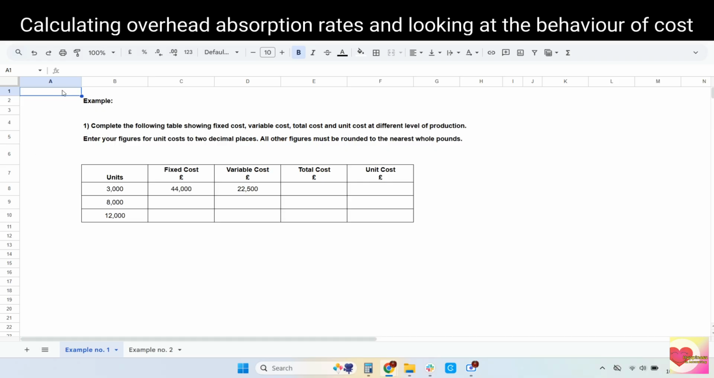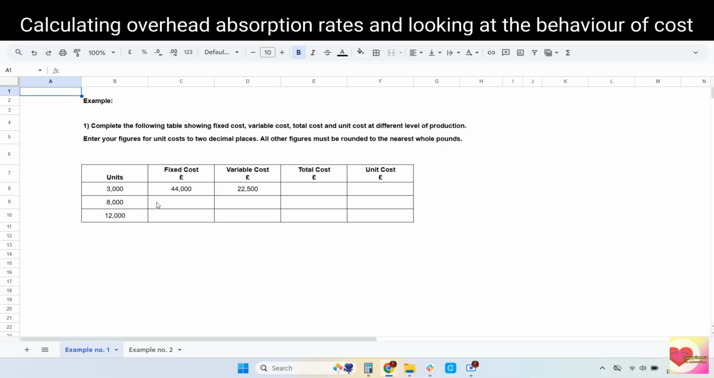Now let's go to our example. Number 1, complete the following table showing fixed cost, variable cost, total cost, and unit cost at different levels of production. Enter your figures for unit cost to 2 decimal places. All other figures must be rounded to the nearest whole pounds. So we have to complete this table.